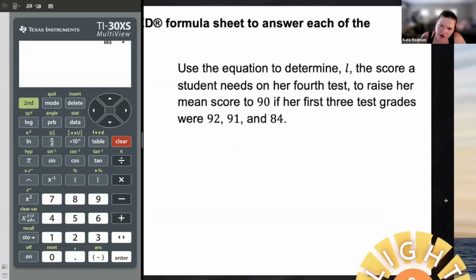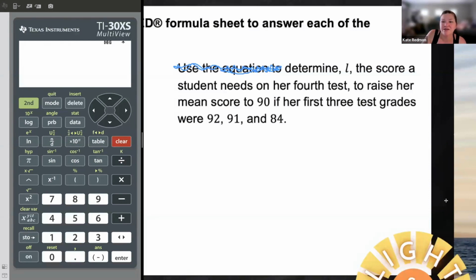Next example says, use the equation to determine L, the score a student needs on her 4th test to raise her mean score to 90 if her first 3 test grades were 92, 91, and 84. Now, once again, I'm giving you some extra information in this problem than the GED probably would, just so you have enough context to do it without a whole lot of understanding of mean, or also called averages. By the way, guys, mean is an average. But if you had this on the test itself, you would probably not be told to use the equation. You would probably just be told to determine that missing data item.